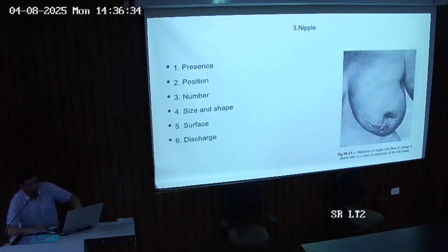Then here you can see retraction of the nipple with peau d'orange appearance. In the nipple, what we have to inspect: presence, whether it is there or not, or amastia, position, number, size and shape, surface and discharge. Position can be central or off midline because of fibrosis.